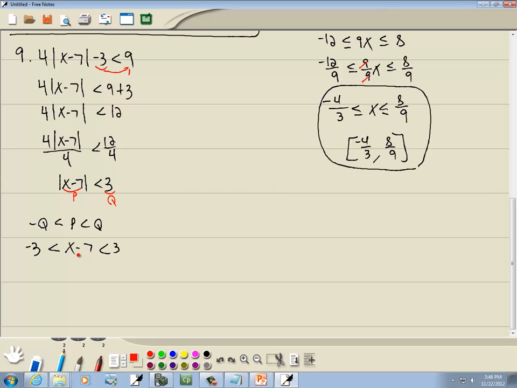Try and get x by itself in the middle, so I take negative 7 over to the other two sides. And we get negative 3 plus 7. And we get 3 plus 7. Well, that gives us 4. And then this gives us 10. And this would be interval notation. Less thans mean parentheses.